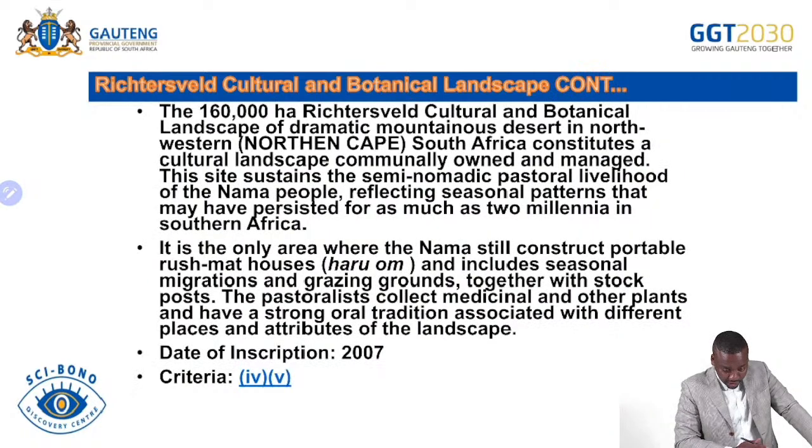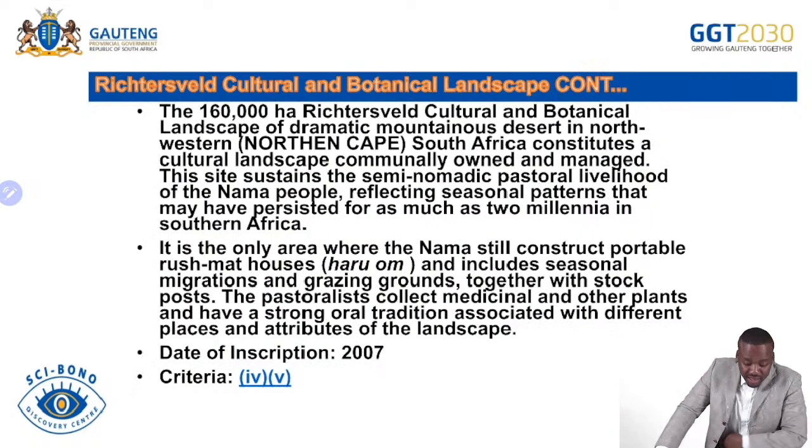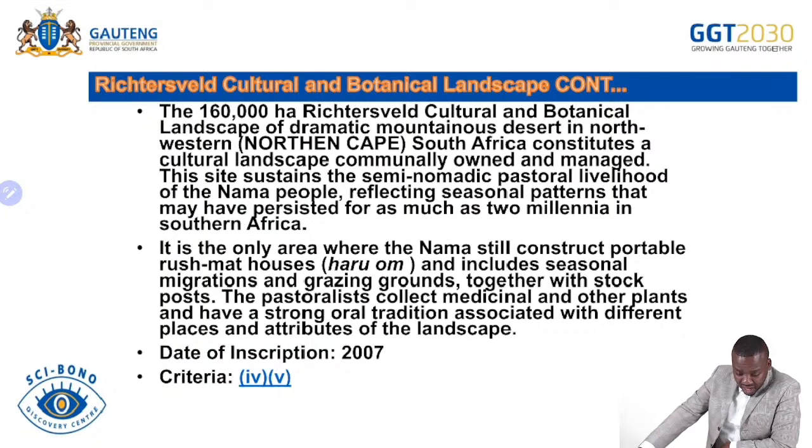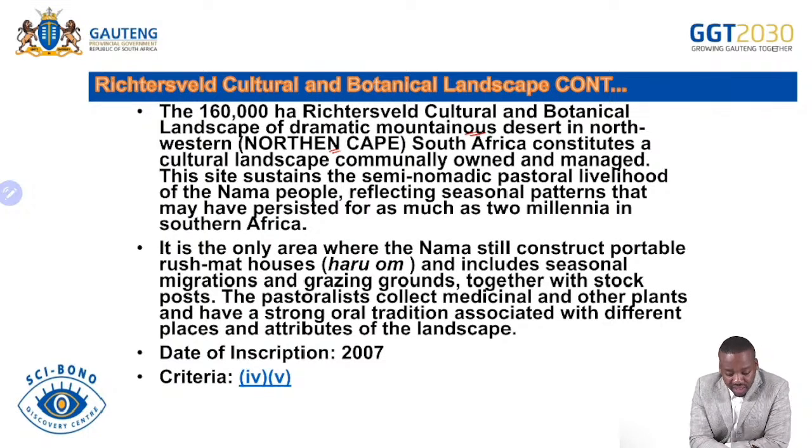Few points there. The 160,000 hectare, this is a very big site. Richtersveld Cultural and Botanical Landscape. It is of dramatic mountainous desert, right, in the Northern Cape. So this is where it is located. The 160,000 hectare Richtersveld Cultural and Botanical Landscape is of dramatic mountainous desert in the Northern Cape of South Africa.